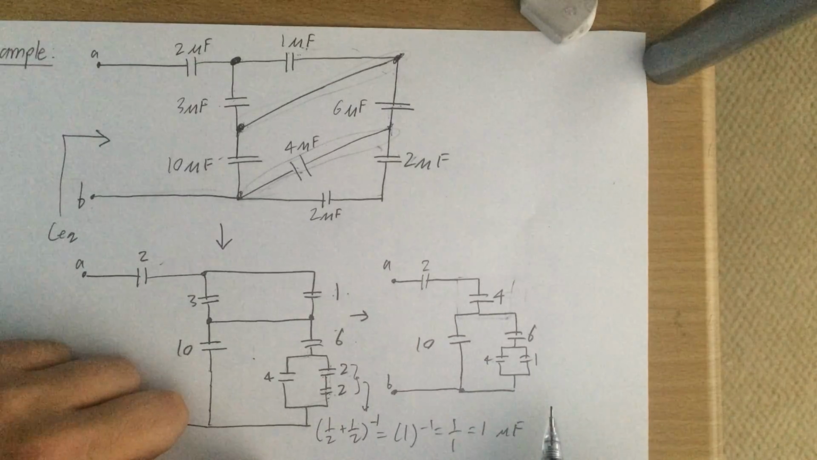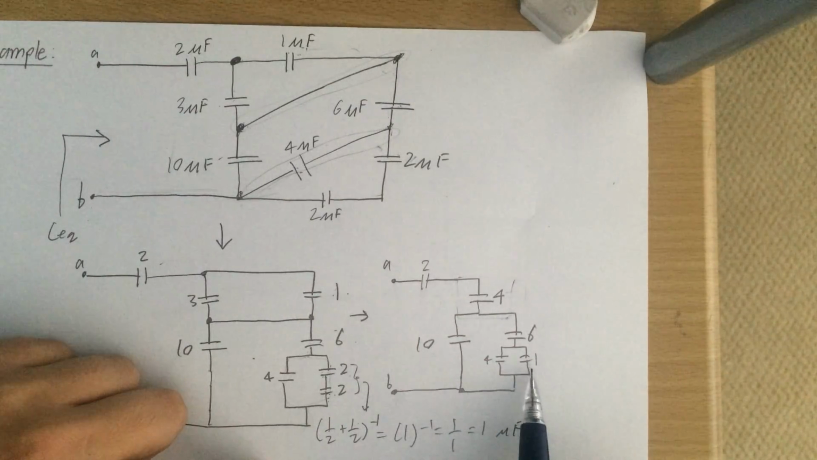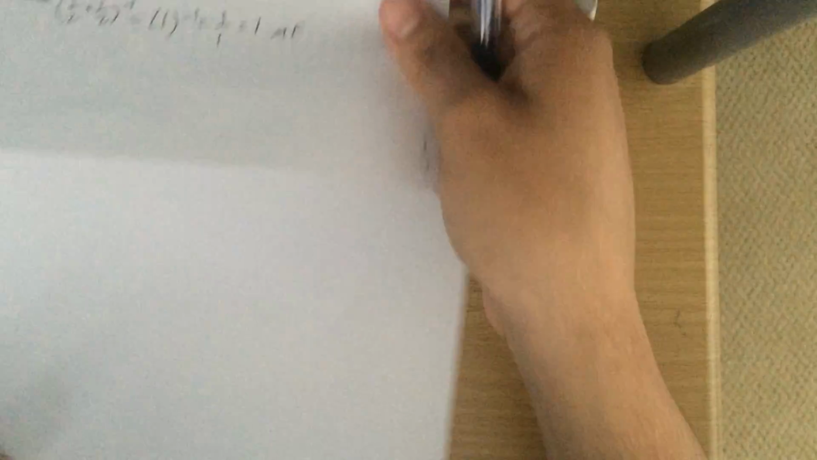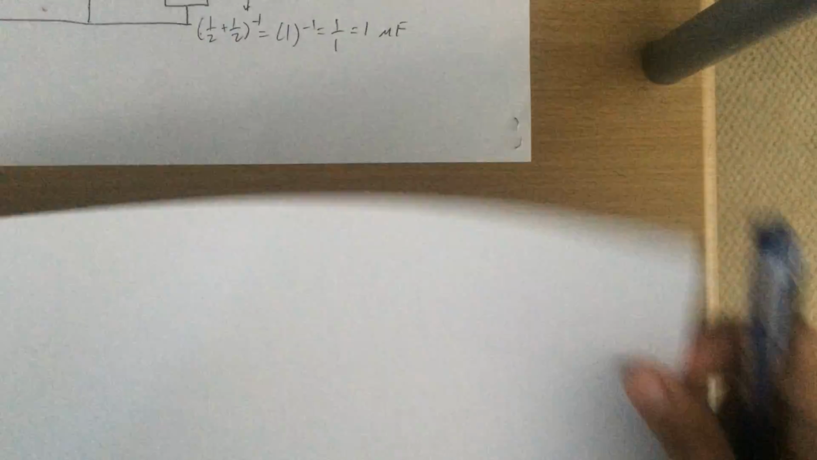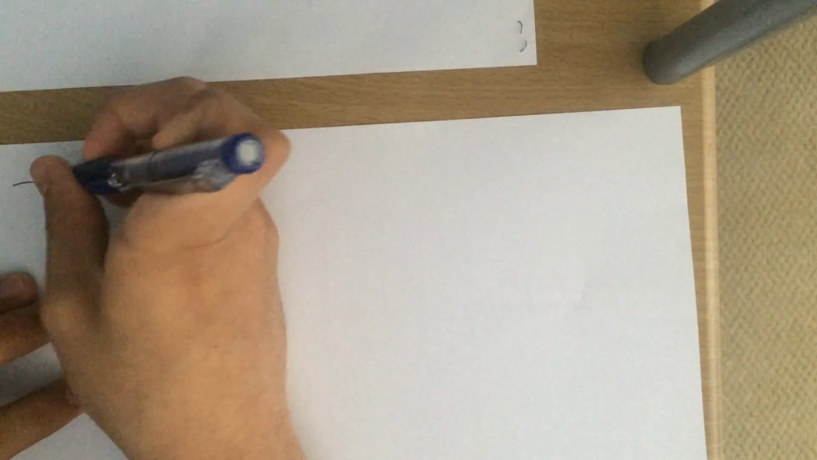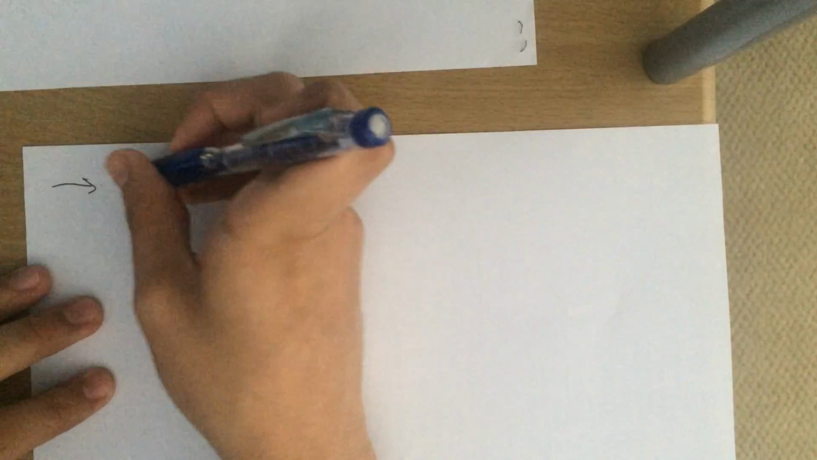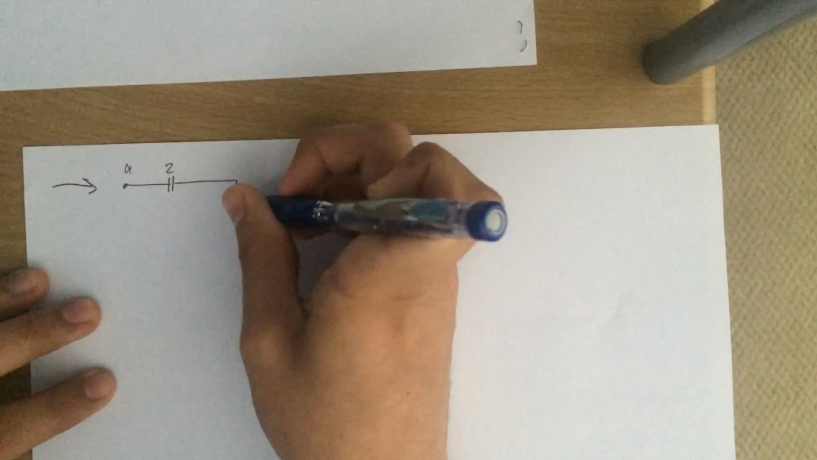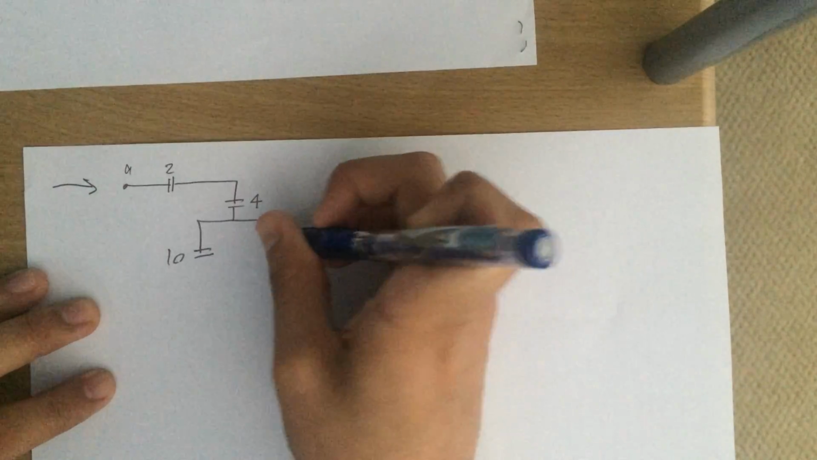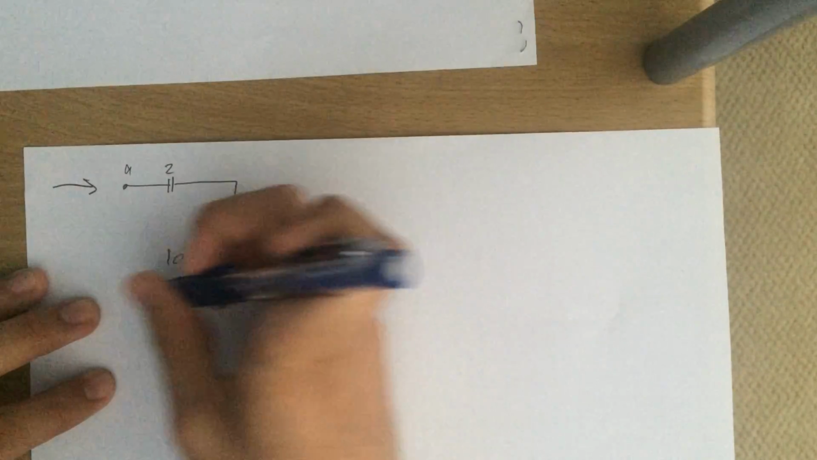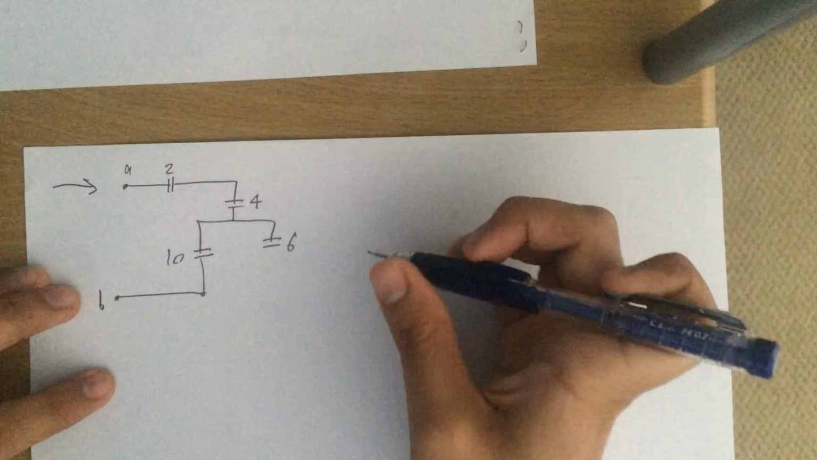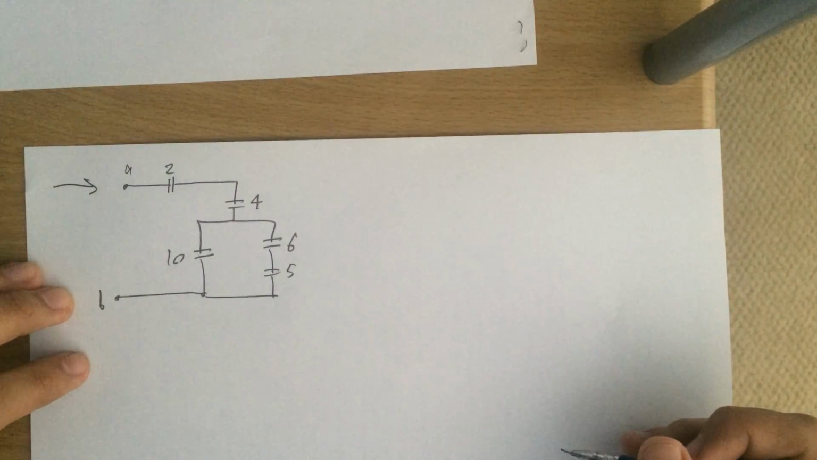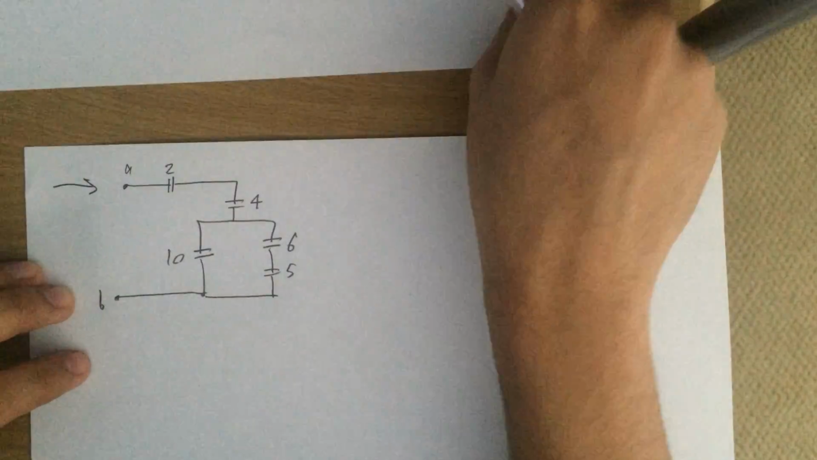So now what? We can continue to simplify this in the following manner. The 4 and the 1 microfarad capacitors are in series, so we just add them, right? 4 plus 1 is equal to 5, right? How many fingers do you have? You got 5 fingers, okay. So let's continue to simplify the circuit, okay? So you have terminal A over here, you have 2 microfarads, you have the 4 here, you got 10, 6, terminal B over there, 4 plus 1 is 5, like so, okay? So it's getting a little bit more simple, alright?